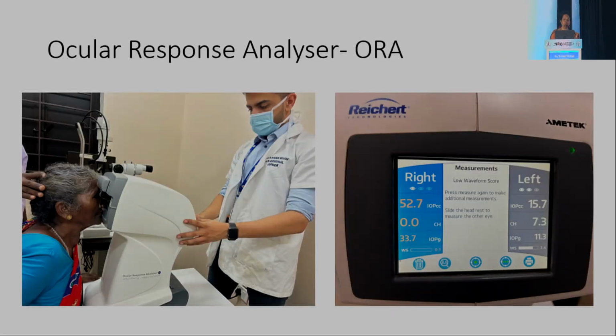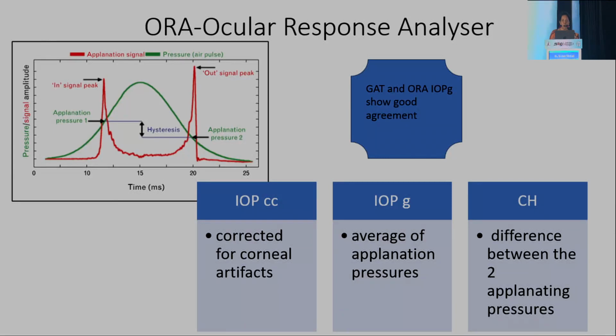The Ocular Response Analyzer, ORA, is a very good instrument for measuring the corneal hysteresis. It works on non-contact technology, where it uses applied force, and there is an electro-optical system which measures the applanation. So you have the right and left eye with the values of IOPcc, CH, and IOPg. When the force is applied on the cornea, it causes applanation, the deformation.